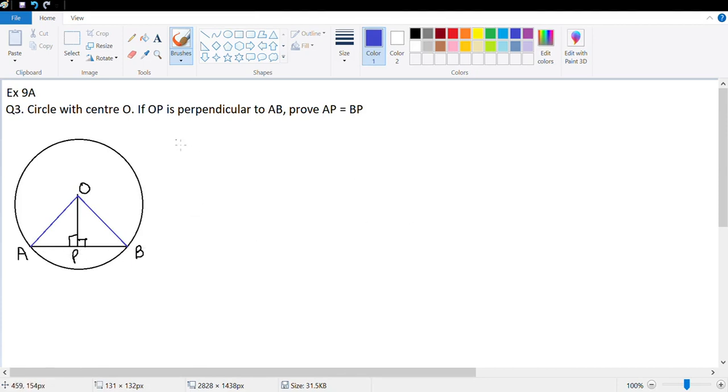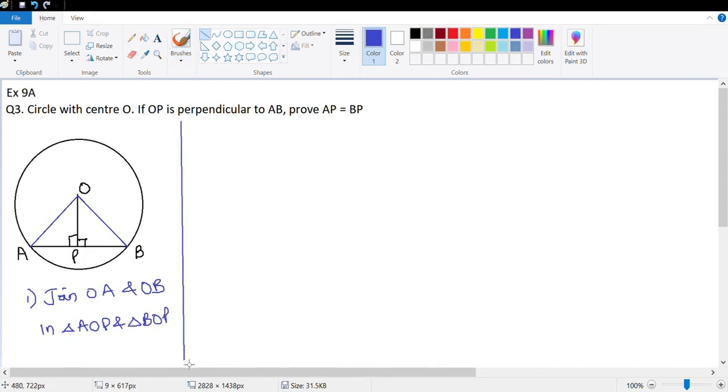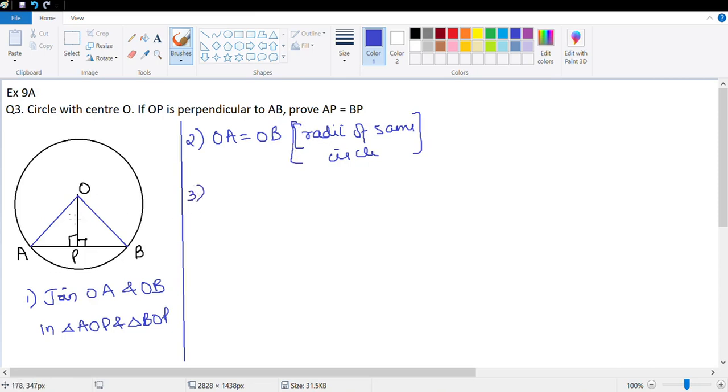So let's start writing. First step, join OA and OB. Now the two triangles that we are looking at are triangle AOP and triangle BOP. What all do we know? Let's write this down. Point number 2, that's OA is equal to OB. The reason for this is radii of the same circle. That's the first thing which is equal. So OA and OB are equal.